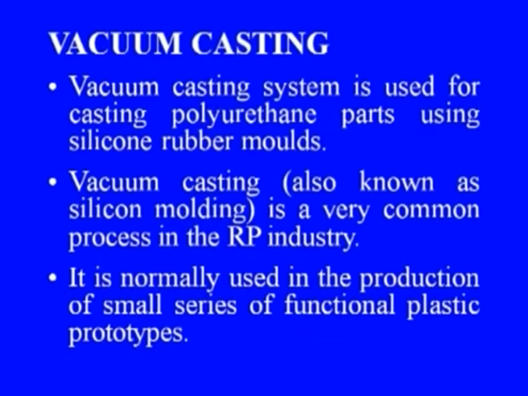Let us discuss another application of this process. This is vacuum casting. Vacuum casting system is used for casting polyurethane parts using silicon rubber molds. Vacuum casting, which is also known as silicon molding, is a very common process in the rapid prototyping industry. It is normally used in the production of small series of functional plastic prototypes.